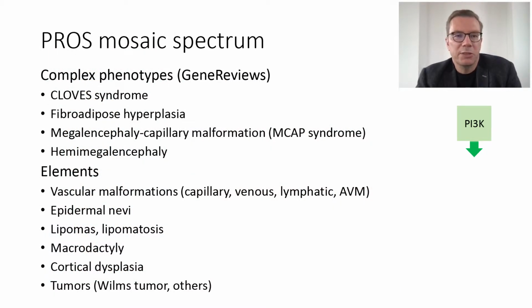The PIK3CA-related overgrowth spectrum, PROS, includes CLOVES syndrome and other complex phenotypes like fibroadipose hyperplasia, MCAP syndrome, and others. And the elements of these are vascular malformations that may be capillary, venous, or lymphatic, epidermal nevi, lipomas or lipomatosis of tissue, macrodactyly, cortical dysplasia of the brain, and also tumor formation.